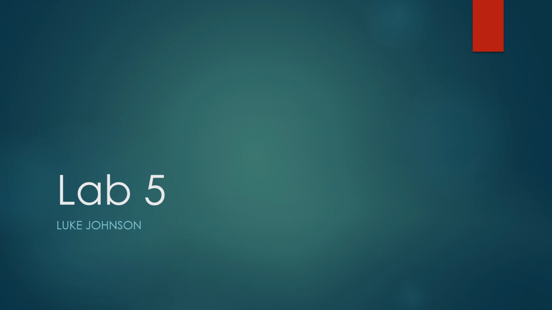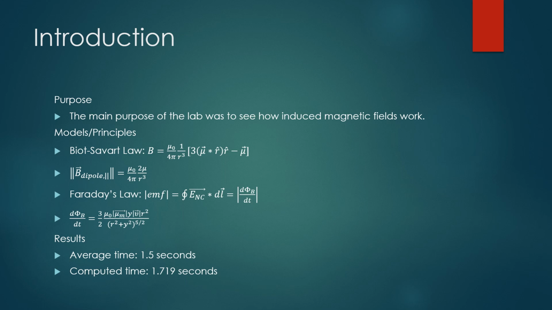This is my Lab 5 presentation. The main purpose of this lab was to see how induced magnetic fields work. The main models and principles used were the Biot-Savart law, the on-axis magnetic field, and Faraday's law. The results from the experiment were that the average time during the real-world experiment was 1.5 seconds, and the computed time was 1.719 seconds.